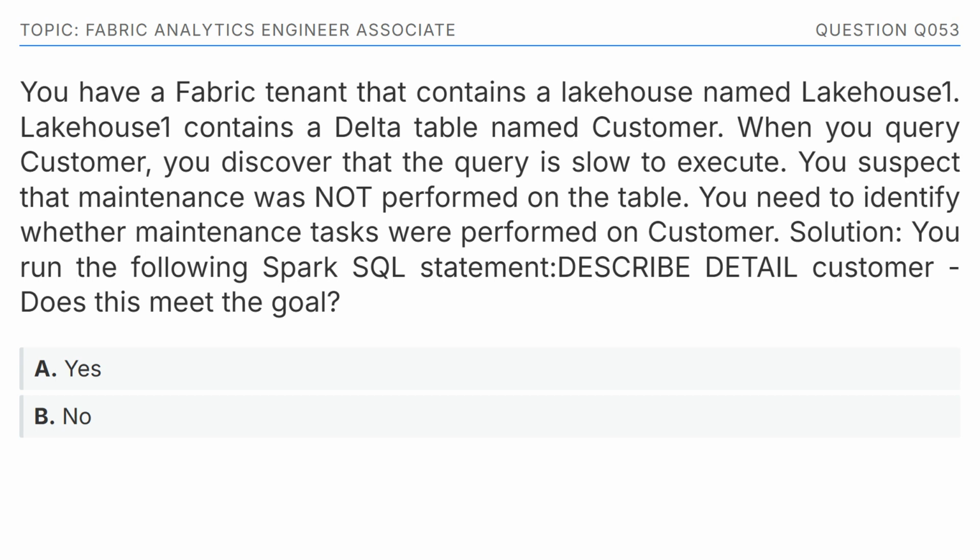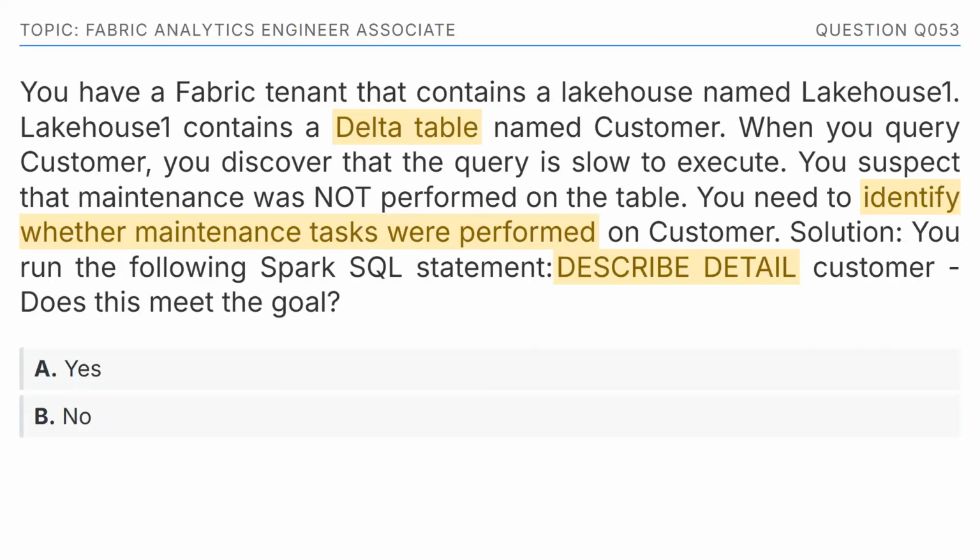The options are: Option A, yes. Option B, no. To arrive at the correct answer, we focus on the keywords: identify whether maintenance tasks were performed, describe detail, delta table. The correct answer is Option B, no.